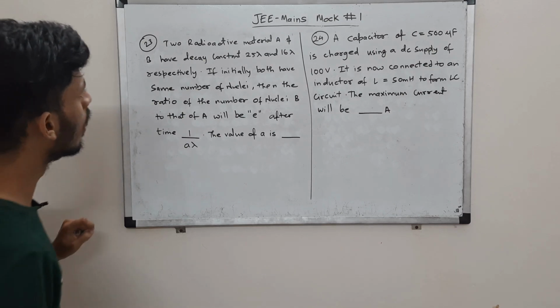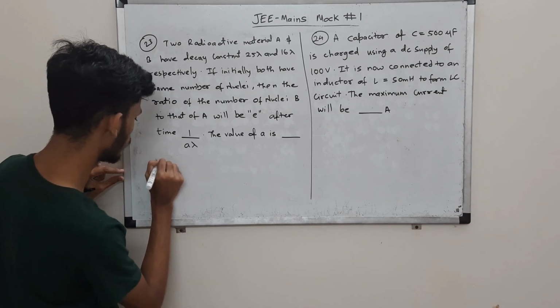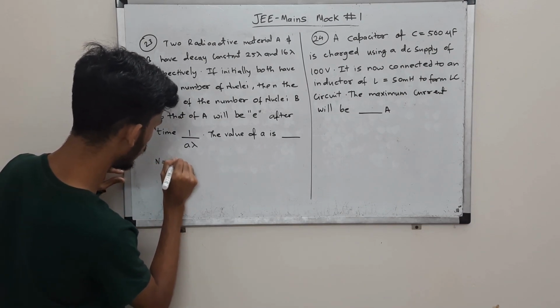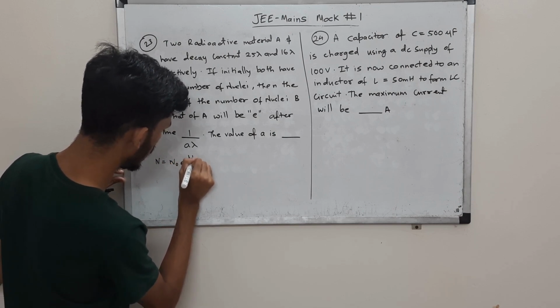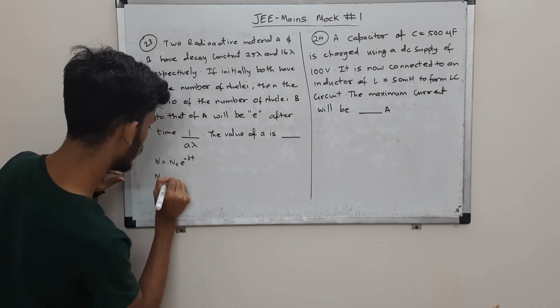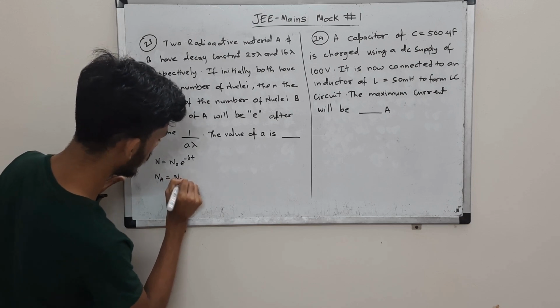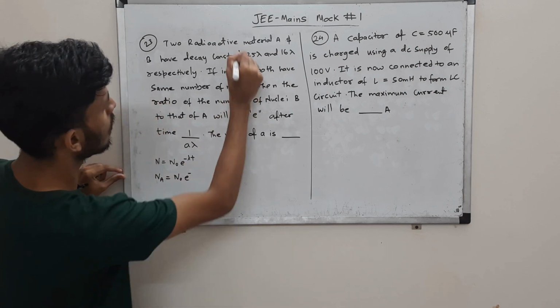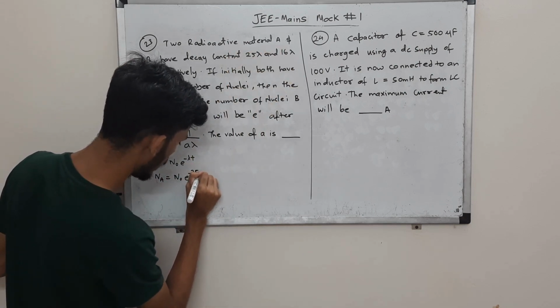First of all, we'll use the law N is equal to N0 e raised to minus lambda t. So for A we can write the concentration of A as N0 e raised to minus 25 lambda t.